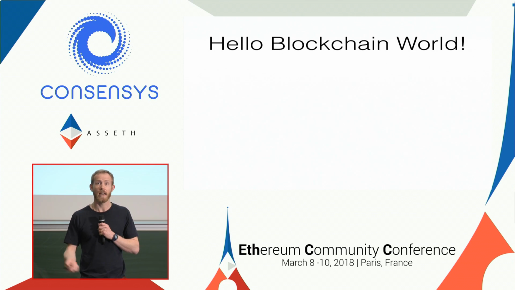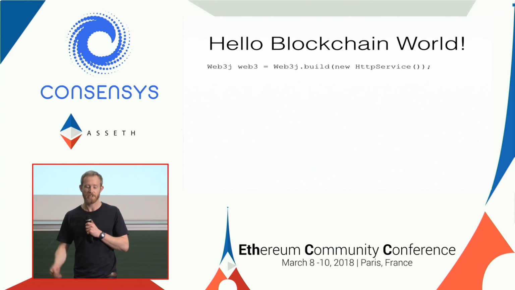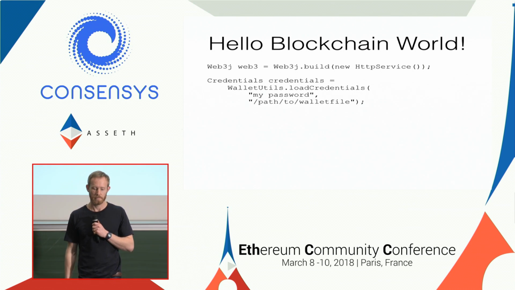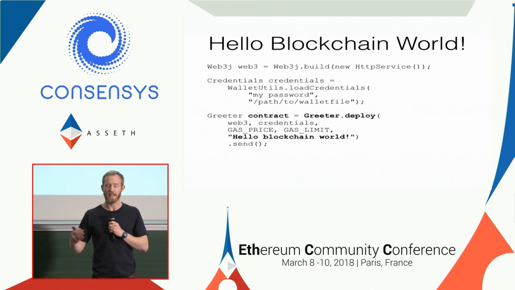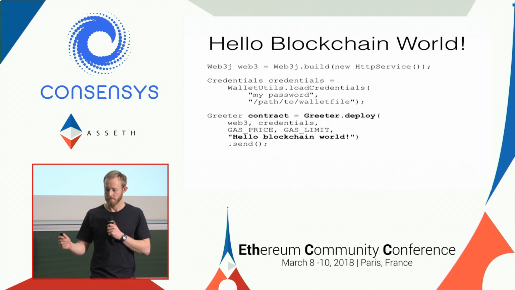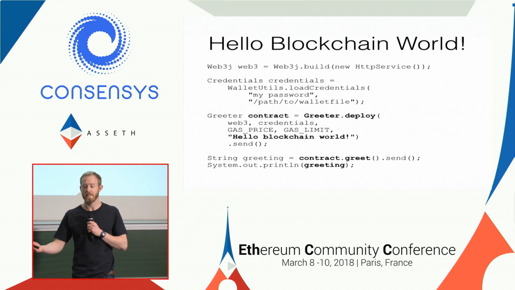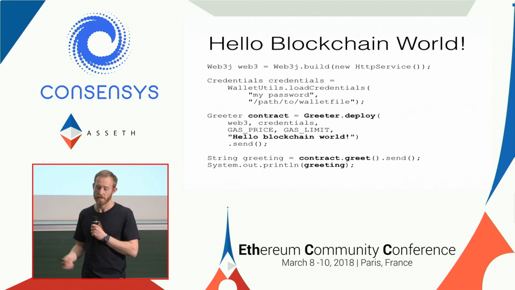And so this is what our hello world looks like. Again, we create a new Web3j instance. Then we load our credentials. And then we specify we want to deploy a Greeter contract. This is the gas price and gas limit we want to use, and we want to send in the hello blockchain world because it's our hello world example. And then we can read our greeting out of the contract. So that's showing that entire end-to-end life cycle with Ethereum in just 4 lines of Java code.